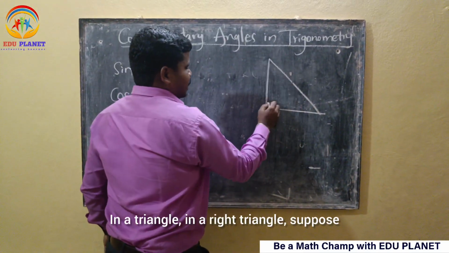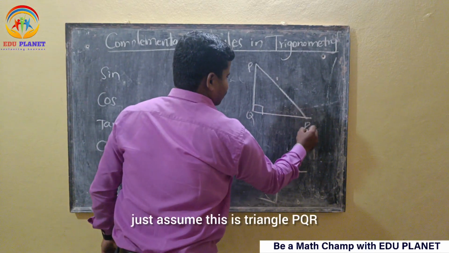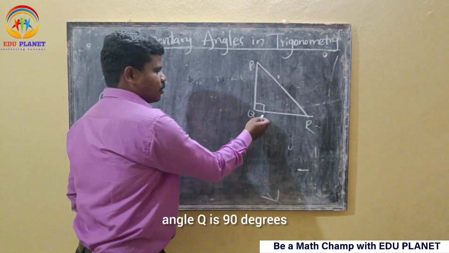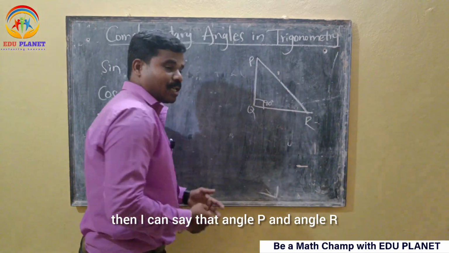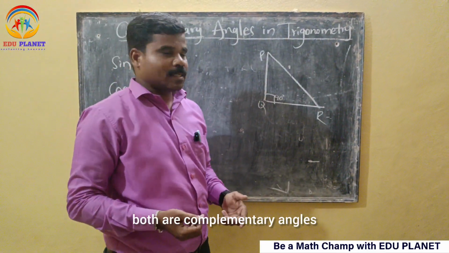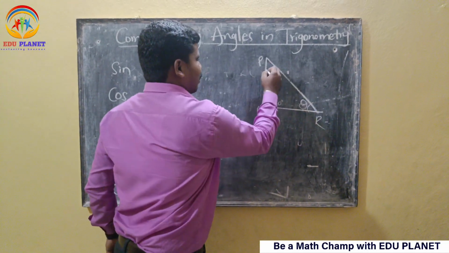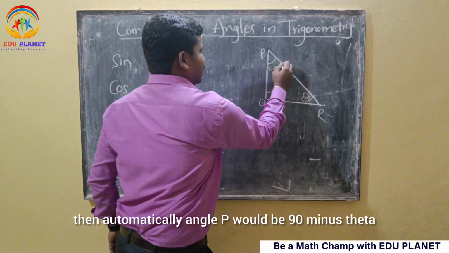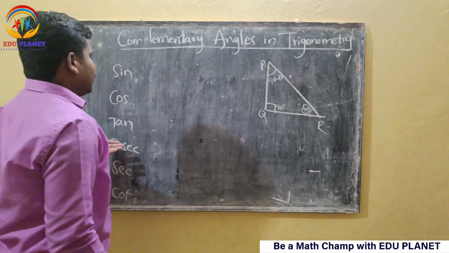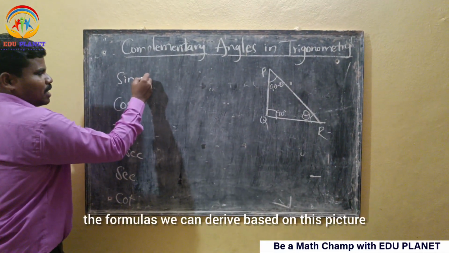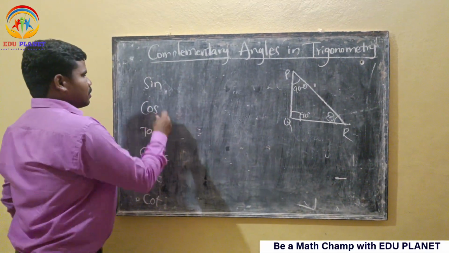in a right triangle, suppose we assume this is triangle PQR, angle Q is 90 degrees. Then I can say that angle P and angle R both are complementary angles. If I take angle R as some angle theta, then automatically angle P would be 90 minus theta. Clear? See here, the formulas we can derive based on this picture.